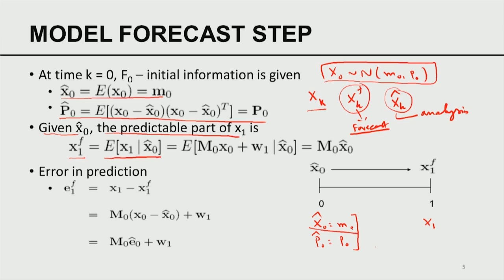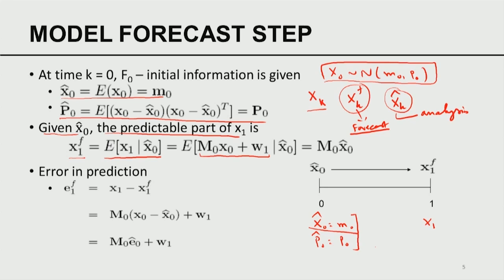Who is going to create x1? The model is going to pull the x0 hat into x1. X1 is the true state of the model. The true state of the model, according to the model equation, is m0 x0 plus w1.